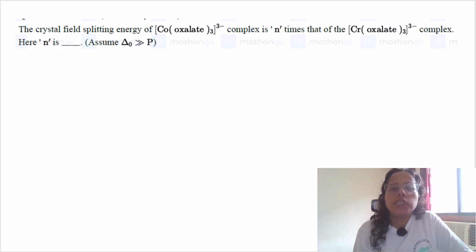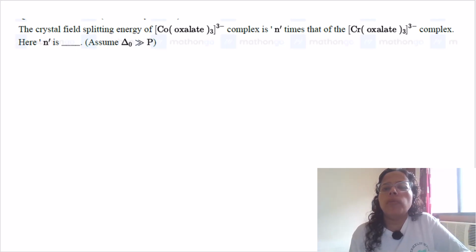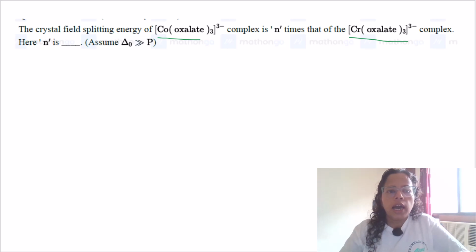So today we have a question which says that the crystal field splitting energy of the [Co(ox)3]3- complex is n times that of the chromium oxalate complex. Okay, so we have been given two complexes. One is that of cobalt and another is of chromium, and both have the same ligands, that is oxalate. And here it is asked, what is the value of n?